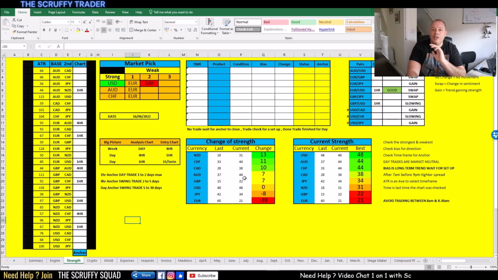Then I'm looking at the change of strength. The change of strength is quite important, because this will tell me how violent that move's going to be, but it'll also give me a heads up as to how the direction's going to go. Right? So this will tell me the product.